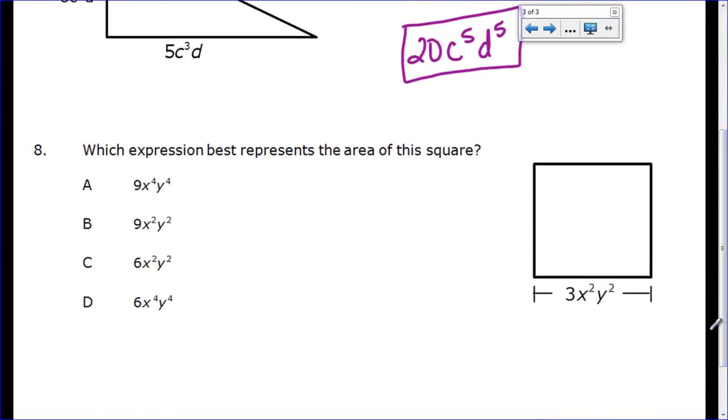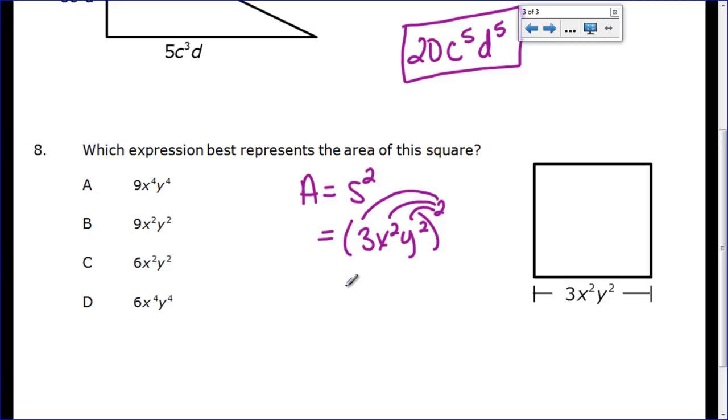So number 8 asks which expression best expresses the area of this square. Well, to find the area of a square, you just take the length of a side and you square it, because it's side times side. Well, I know how long a side is. A side is going to be 3x squared y squared, and I've got to square that. So now I've got an exponent hanging outside the parentheses, so this means distribute it to everything. So I've got to distribute it to the 3, to the x, and to the y.